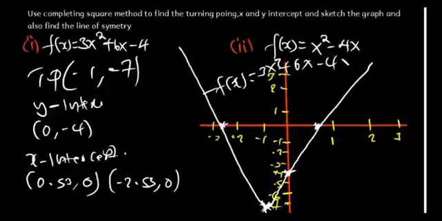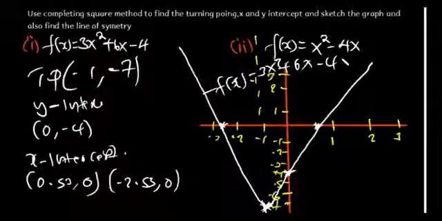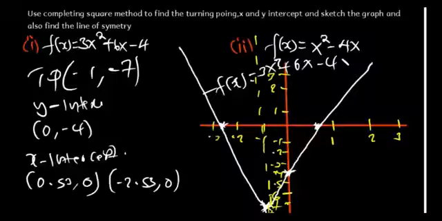Now the line of symmetry, we said it is at x is equal to negative 1. So this is our line of symmetry, at x is equal to negative what? Negative 1. That is also very, very important. So this is how you can find the x-intercept, the y-intercept, the turning point, and also the line of symmetry, and also how to sketch the graph using the completing the square method. Yeah, that is very, very important.